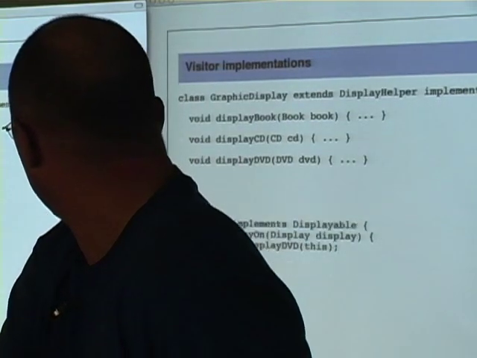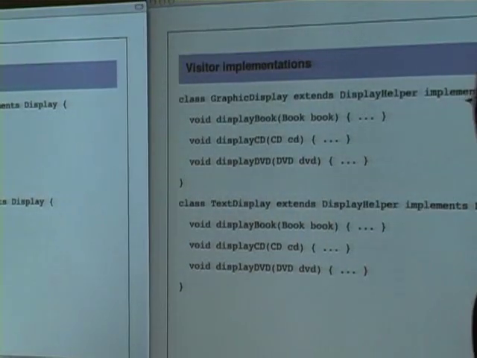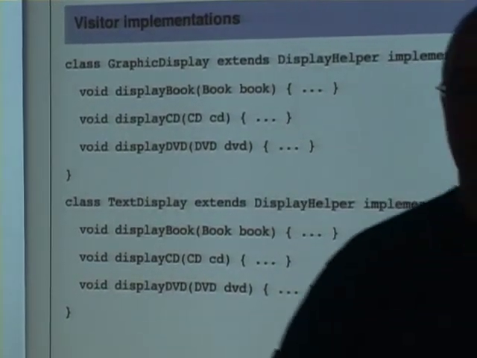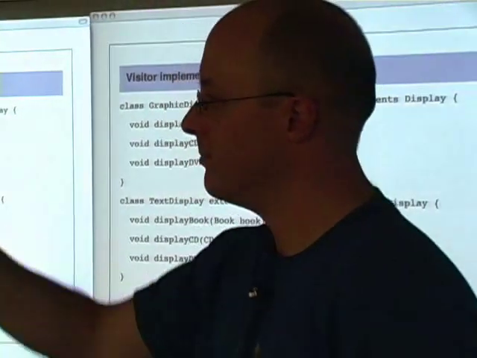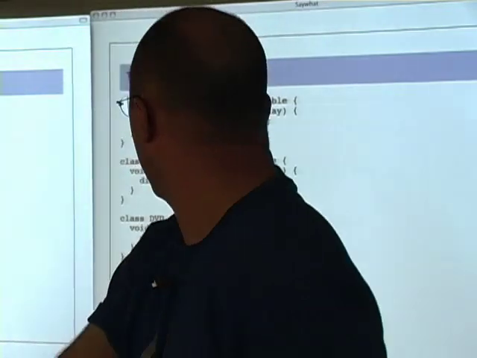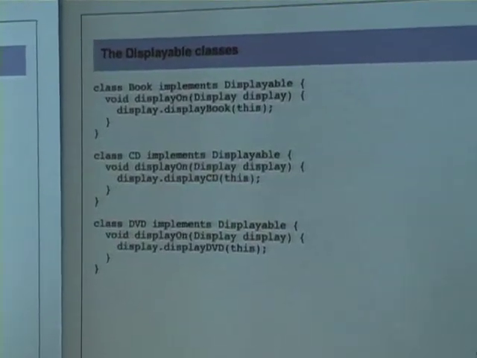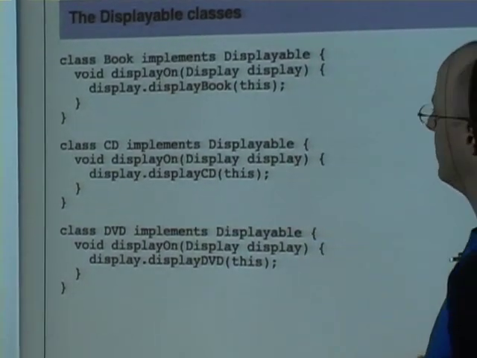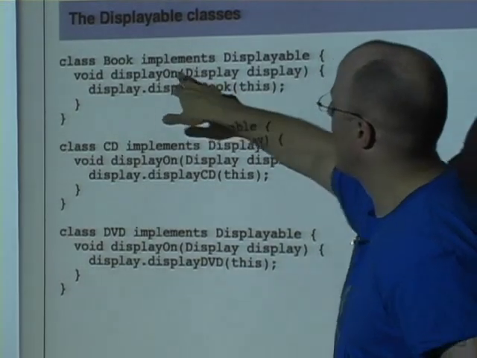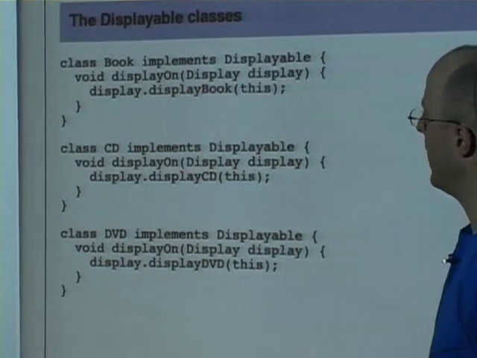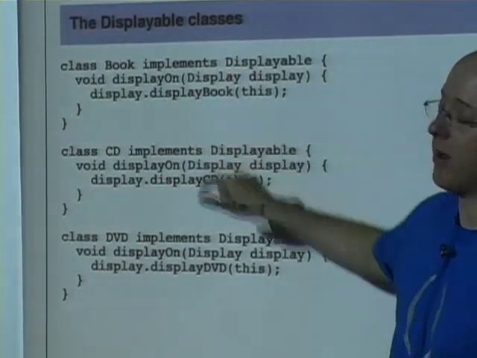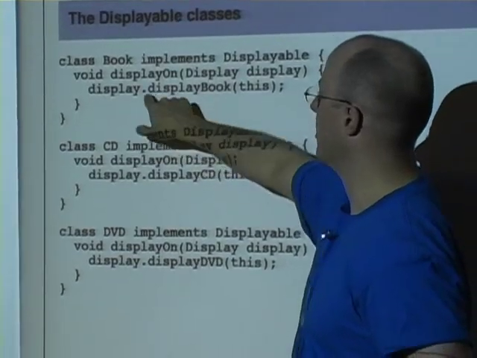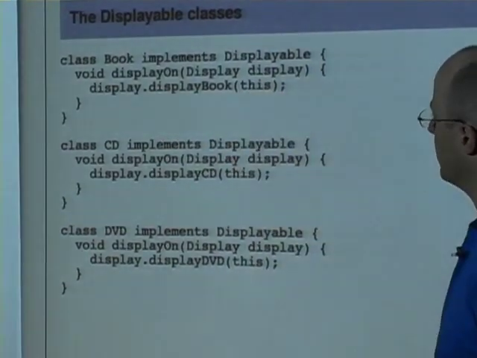Okay, so here are the implementations of a display, a graphic display and a text display. They presumably do different things. Put pictures on the screen, put text on a web page, whatever. And then here are the things that are actually displayable. They don't have to know anything about the two kinds of display, graphical or textual. But when they are asked to display themselves on a particular display, they provide the information of what they are. They turn around and tell the display, I'm a book, essentially, right? This displayBook could just be called "I'm a book," and it passes itself.